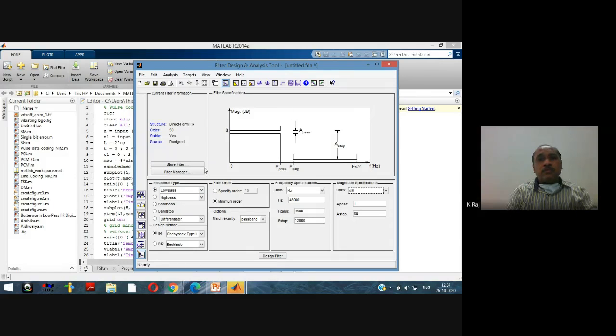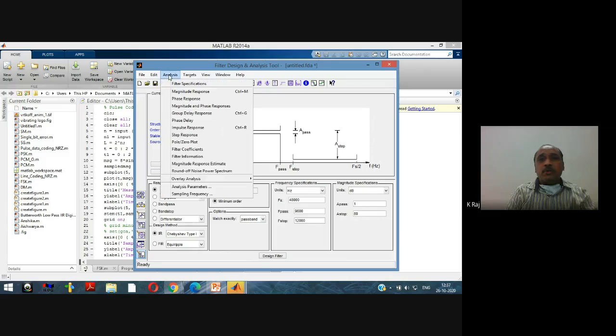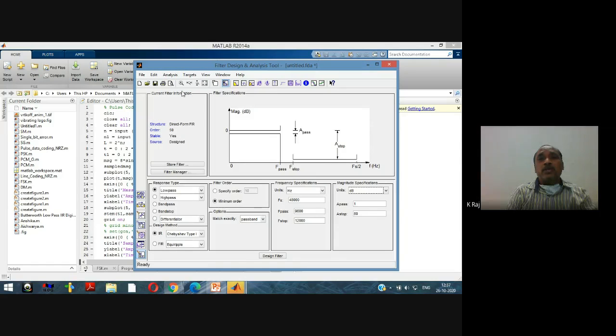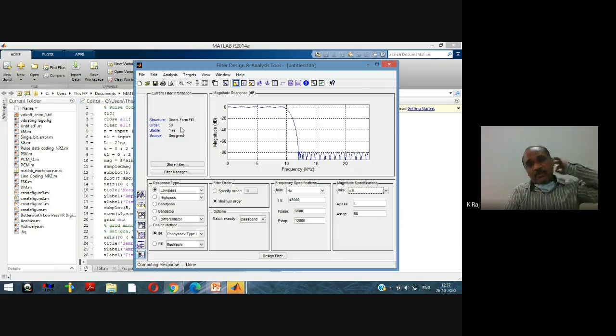Now this software or toolbox will compute all the coefficients and draw the graph as per the mathematical description we have described in our previous lectures. Suppose designing has been completed, then we have to analyze whether the performance is within the permissible range or outside of it. So now see here, the filter that has been designed is a direct form FIR filter, and the order is 50.